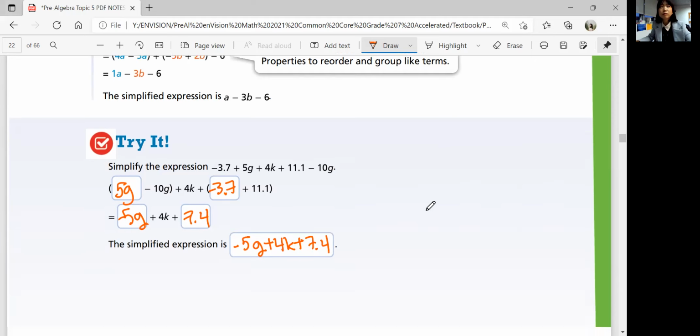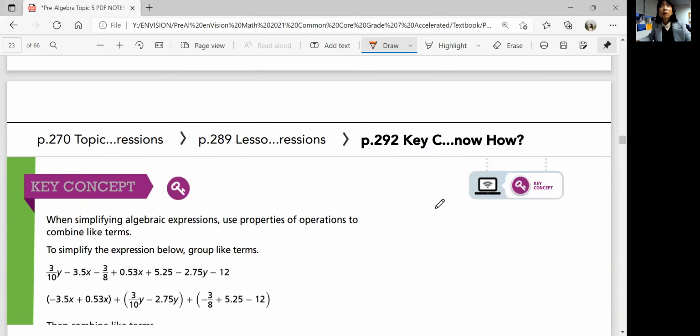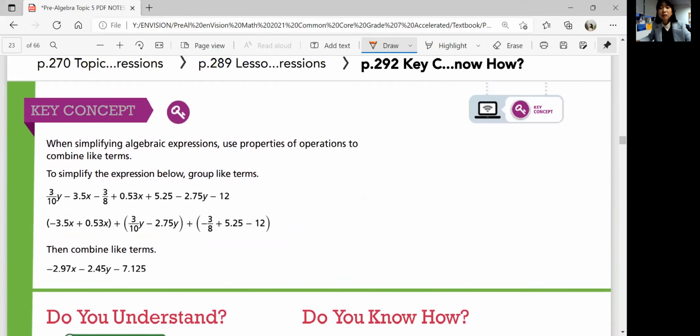You can stop there. All right, so what did we learn in this lesson? When simplifying algebraic expressions, use properties of operations to combine like terms. First, you need to know how to group like terms. What are the like terms? Can you add them or not? You can add and subtract like terms. And if you see unlike terms, just leave them, or they have their own group, okay? You can combine like terms to simplify expressions.